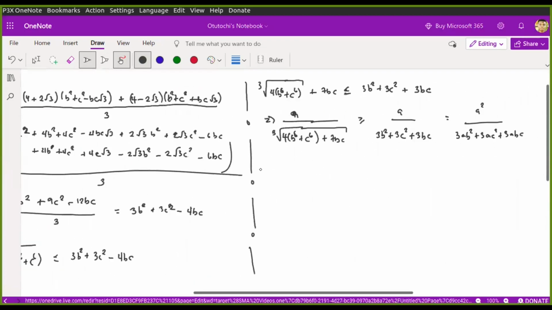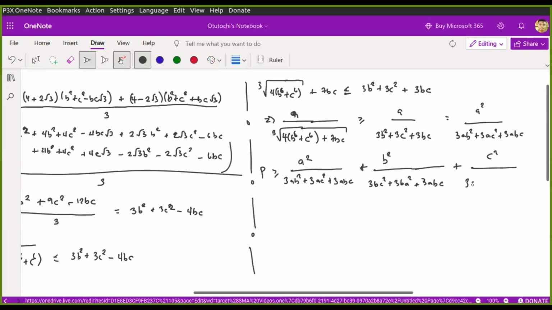So technically we have B, which is the sum of all three, to be greater than or equal to a squared over 3ab squared plus 3ac squared plus 3abc, plus b squared over 3bc squared plus 3ba squared, and again plus 3abc, then plus c squared over 3ca squared plus 3cb squared, and again plus 3abc.